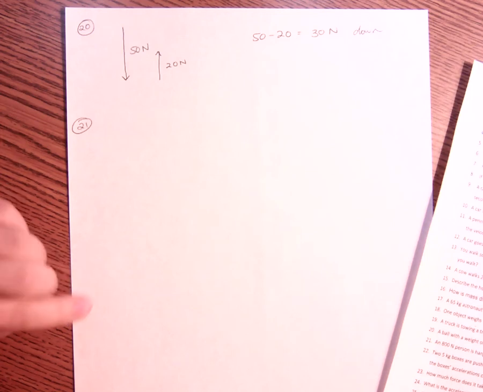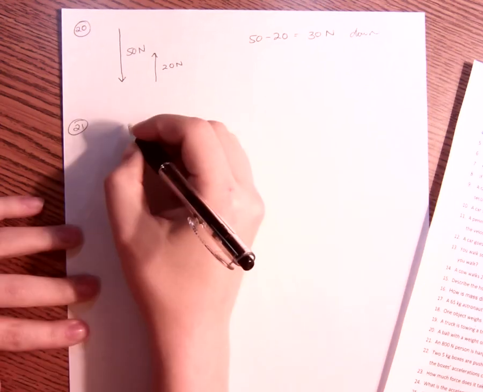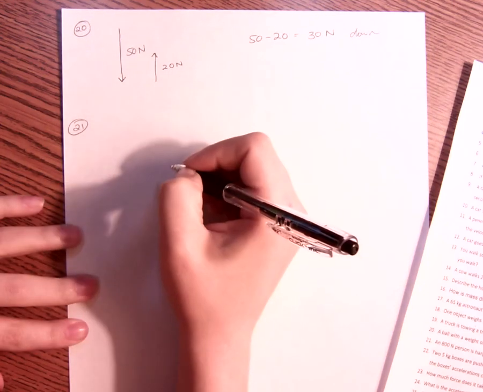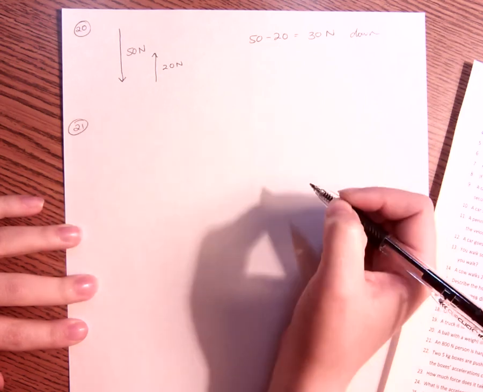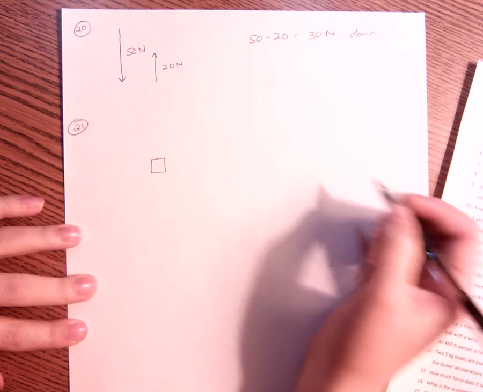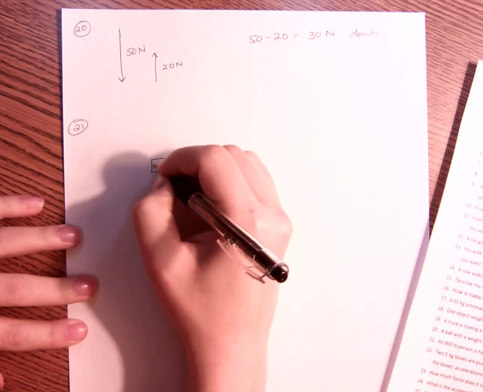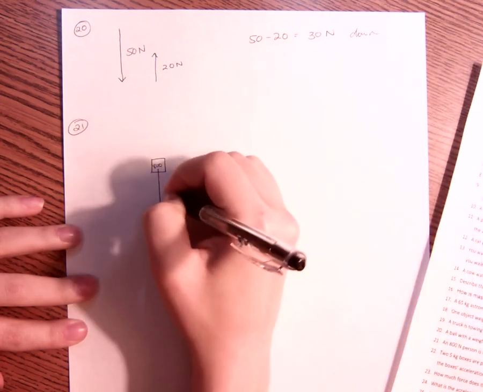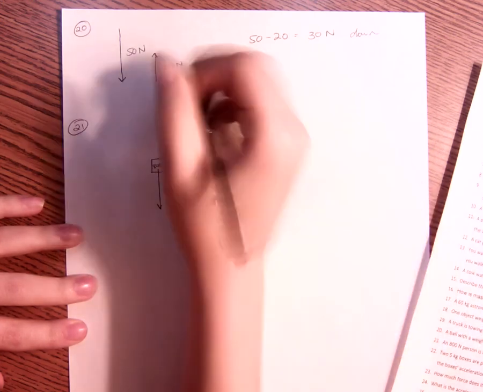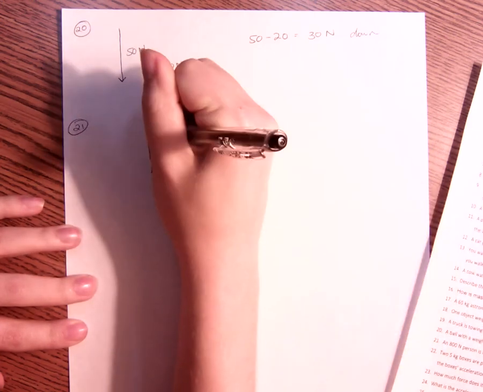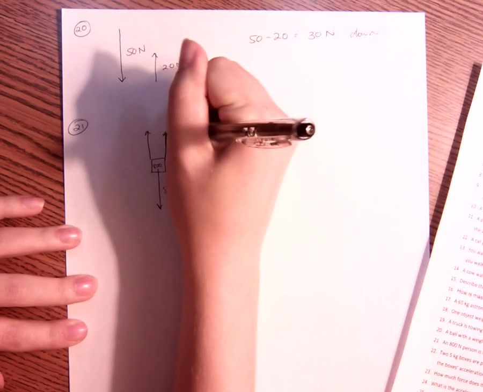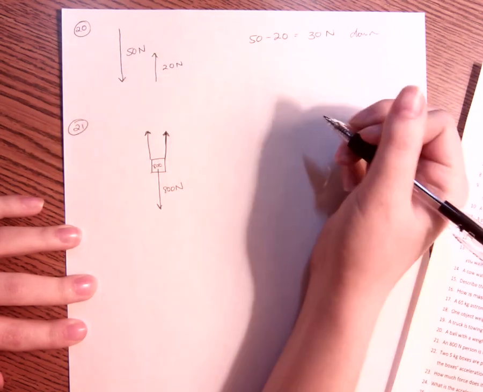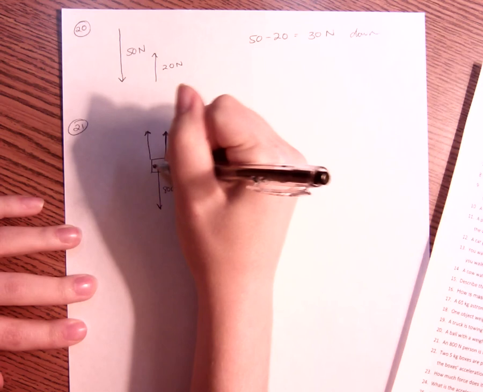So 21. An 800 Newton person is hanging from 2 vertical ropes. What is the tension in each rope? So here we go. I'm not going to draw a picture really. We have a person, I'll just draw a box. They weigh 800 newtons. There's a force down of 800 newtons, and they're being supported equally by 2 ropes that are pulling upwards.